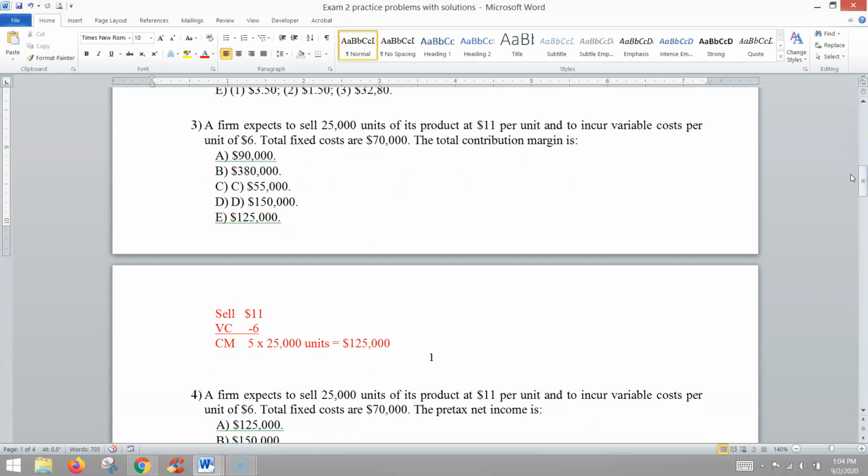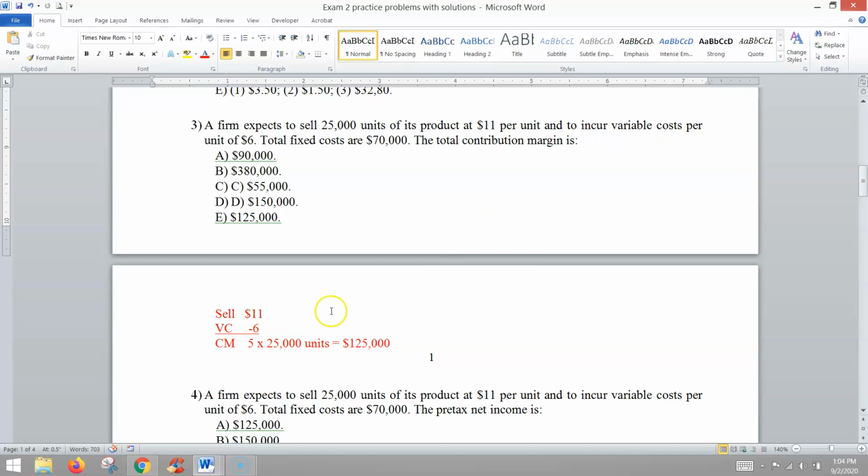On 3, a firm expects to sell 25,000 units of its product at $11 per unit and to incur variable cost per unit of $6. Total fixed costs are $70,000. The contribution margin is. So to calculate contribution margin, it's sales minus variable costs.